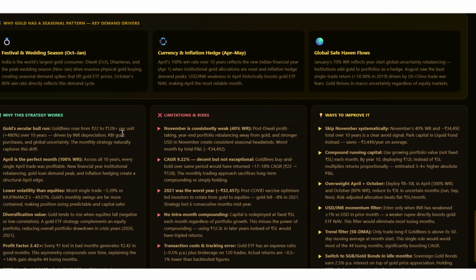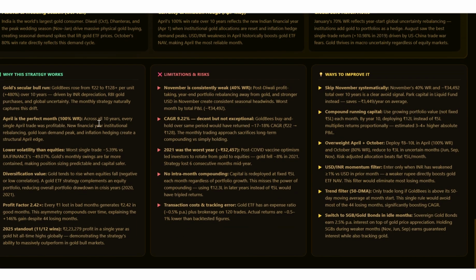Coming on to why this strategy always works. Gold secular bull run: GoldBees rose from 22 to 128, 480% over the 10 years, driven by the INR depreciation, RBI gold purchases, and global uncertainty. The monthly strategy naturally captures this drift.